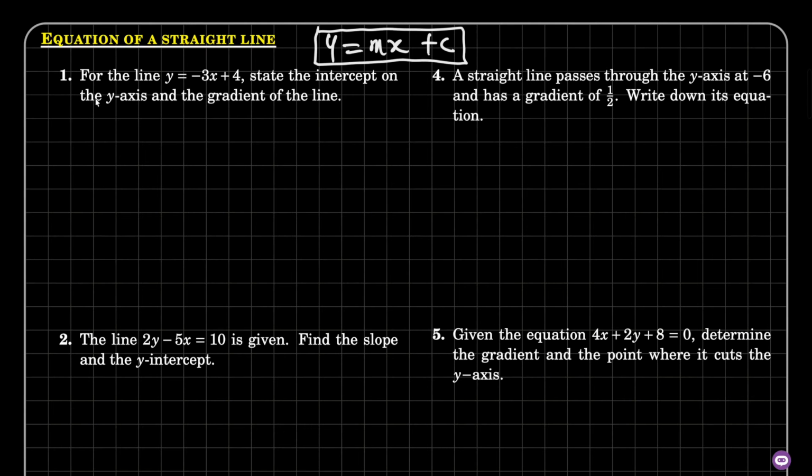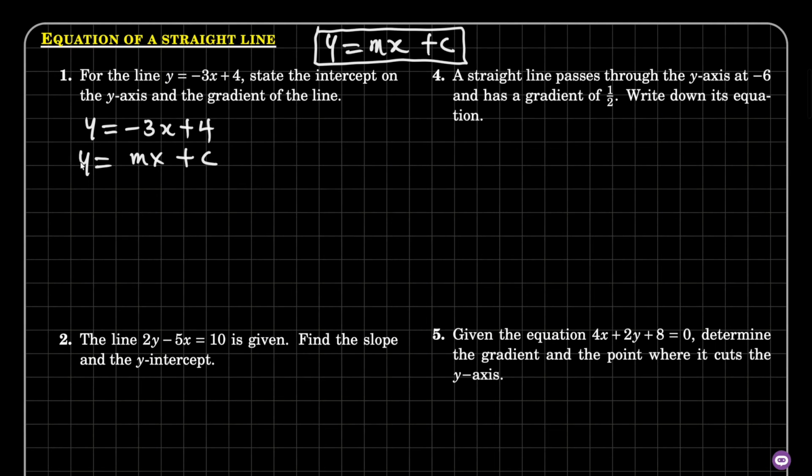The first question says that for the line y equals minus 3x plus 4, state the intercept on the y-axis and the gradient of the line. So all we are going to do here is to match up the equation of the straight line y is equal to mx plus c with the given equation.